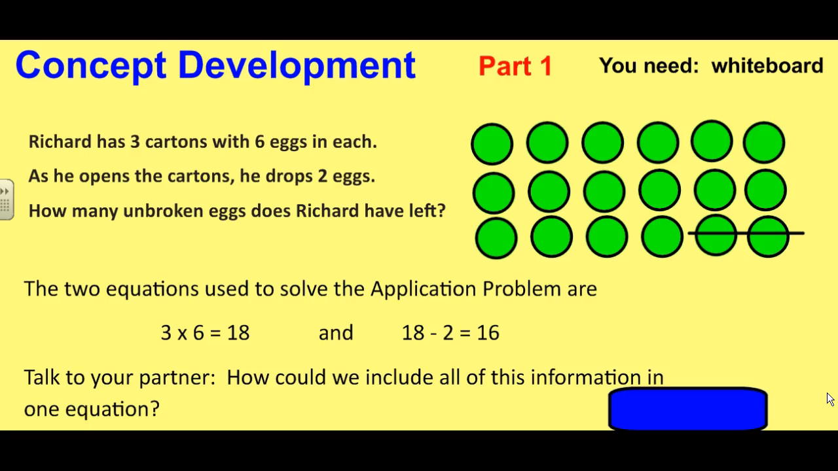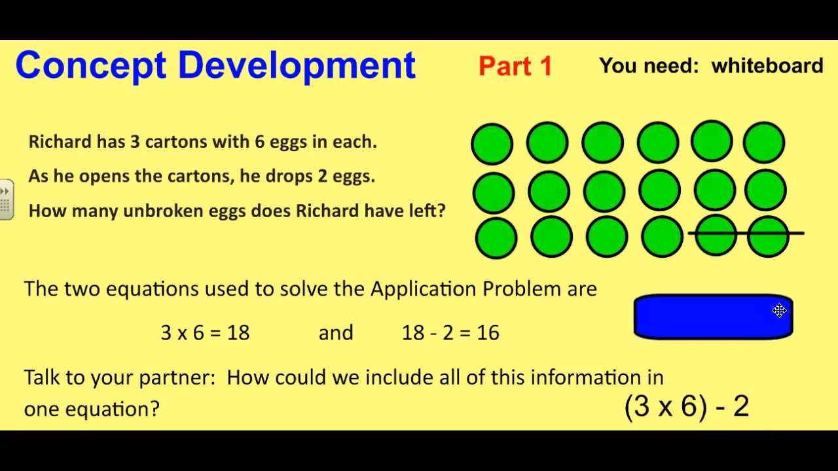So we want to take both of those equations and just make one equation out of it. So right down here is how we would do that. I have 3 times 6 in parentheses, and then you take 2 away from that.